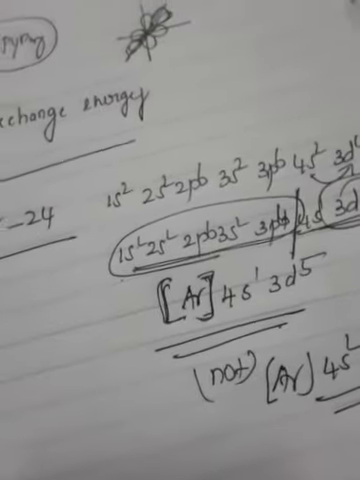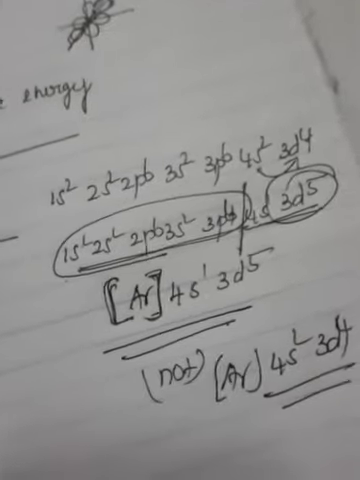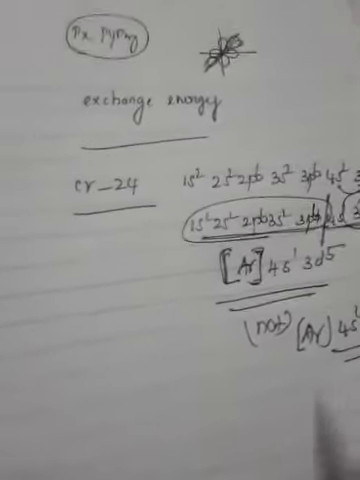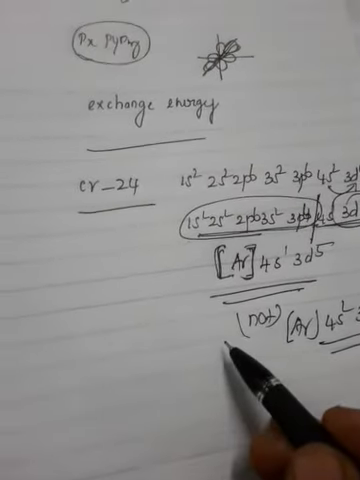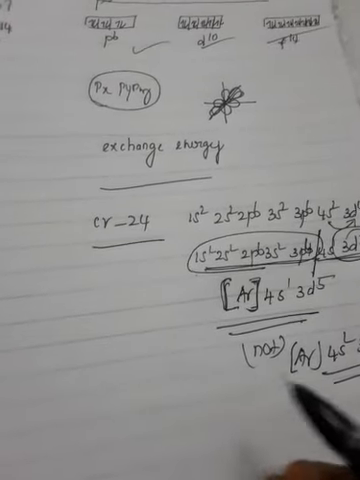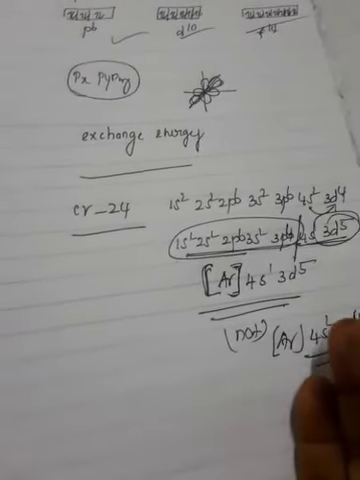So for exchange energy, what is meant by exchange energy? If two or more electrons with the same spin are present in the degenerate orbitals, already you know what is meant by degenerate orbitals, there is a possibility for exchanging their positions.